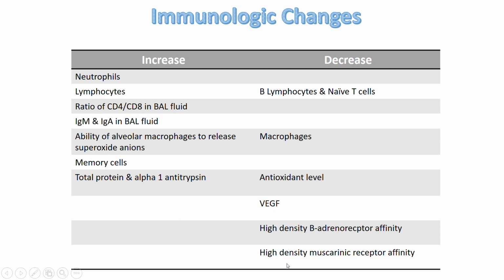And finally, we're talking about the receptors, which is an important topic to be present in our questions. The affinity of the receptors decreases, either beta adrenergic receptors or muscarinic receptors, and we have to take care that the high density receptors are those which are affected, and the effect is in their affinity, not in their number.